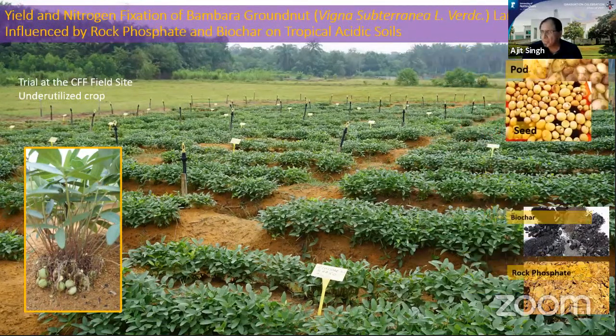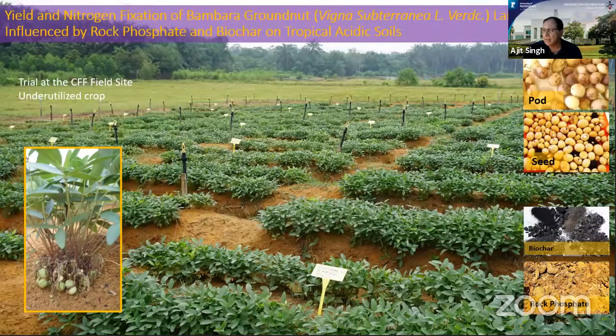Bambara groundnut is being grown in Indonesia as well. It's an underutilized crop, so there is a need for us to carry out research on this particular crop, so that we can grow it and make use of it in the event of climate change. This is a very hardy crop.